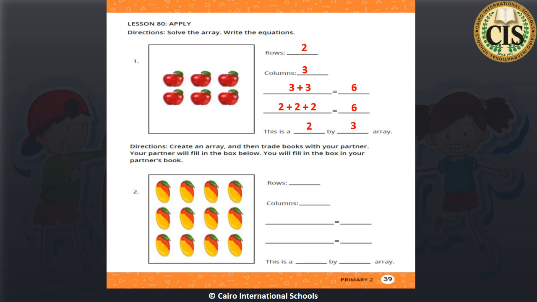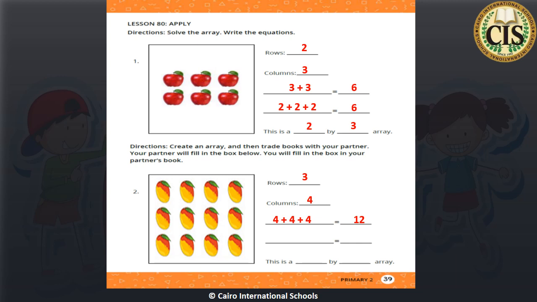The next array, it has how many rows? Count the number of rows. 1, 2, 3. We have 3 rows. We have how many columns? 1, 2, 3, 4. So we will write 4. Now we will count the number of items in each row. 4 plus 4 plus 4 equals 12.